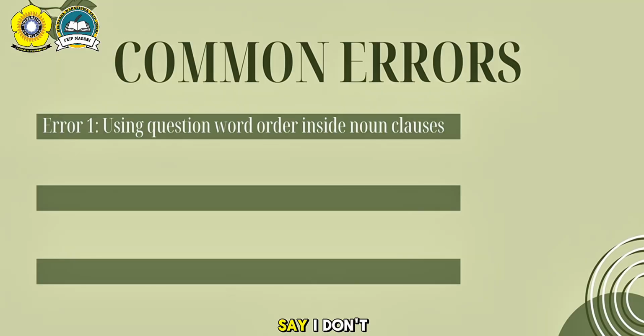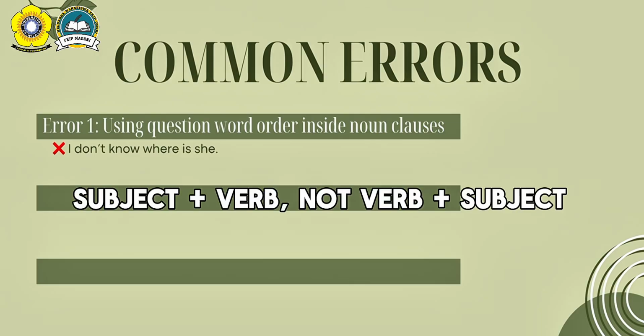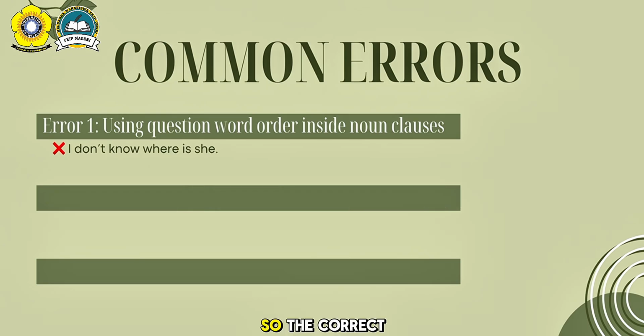So, if you say, I don't know where is she, this sentence is wrong because it uses inverted word order, which belongs only to questions. In noun clauses, we must use statement order, which is subject plus verb, not verb and subject. So, the correct one is, I don't know where she is. Remember, always check: if your clause is not actually a question, the verb must come after the subject.